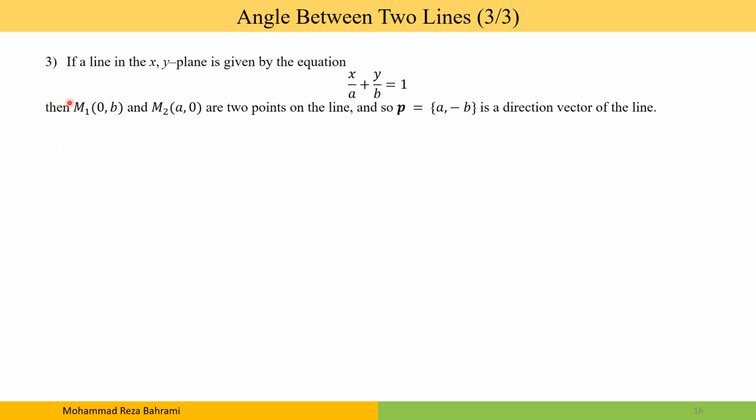If a line in the xy plane is given by the equation as we remembered here, then we have 2 points on the line. Easily, just by setting x to 0, we find y equals b, and setting y to 0, we can find x. So in this case, we can say that the direction vector is a and minus b.